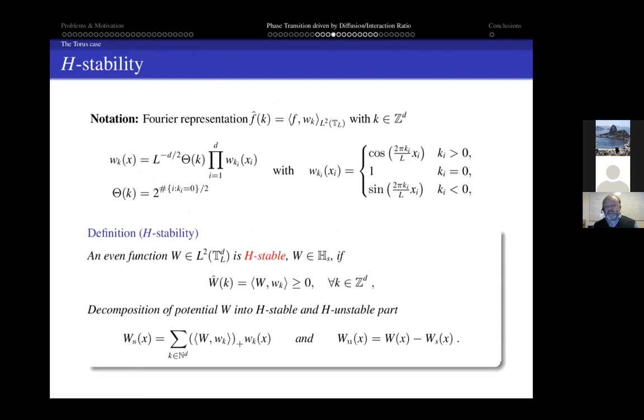And now I need some notation to show you the main results. So sorry about this notation, but it's just a notation for Fourier modes.